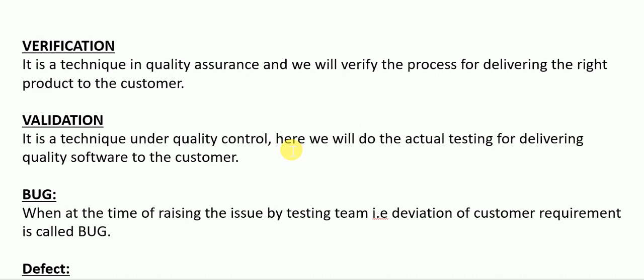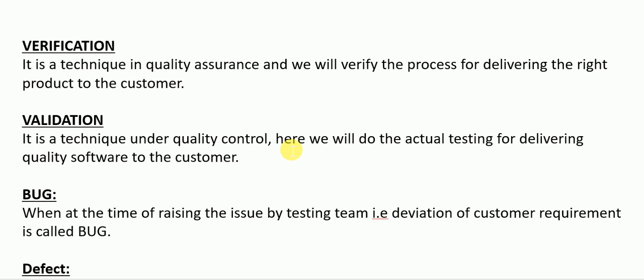So verification is done by the quality assurance team to verify whether we are following the standards and processes in our project to give the right product to the customer or not. Validation is where the actual testing team tests the application to see whether we are giving the right product to the customer or not. That is validation. Validation is actual testing. Verification is verifying whether something is according to the standards or not.